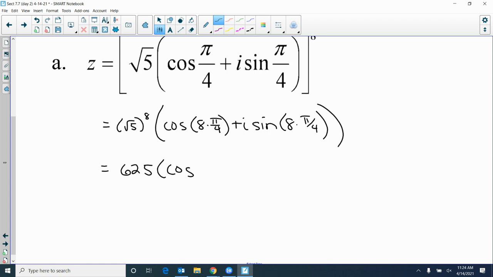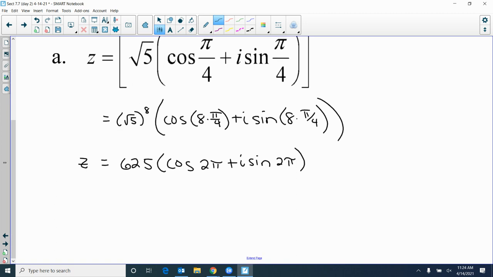Cosine. Okay, 8 times pi over 4 is going to become 2 pi, plus i sine of 8 times pi over 4, which is 2 pi. And now we want to figure out what cosine of 2 pi is, what sine of 2 pi is. So we're going to get 625 times cosine of 2 pi, which is 360 degrees, is going to be 1, plus i times sine of that, which is 0. So in the end, that becomes just 625. Okay, so that number to the 8th power ends up being just a real number with no imaginary part.